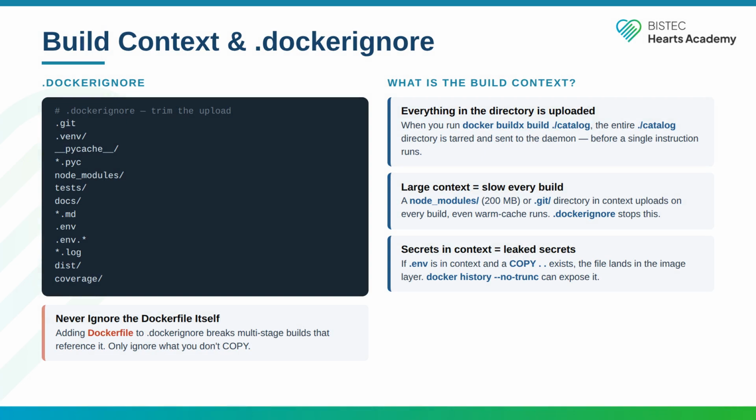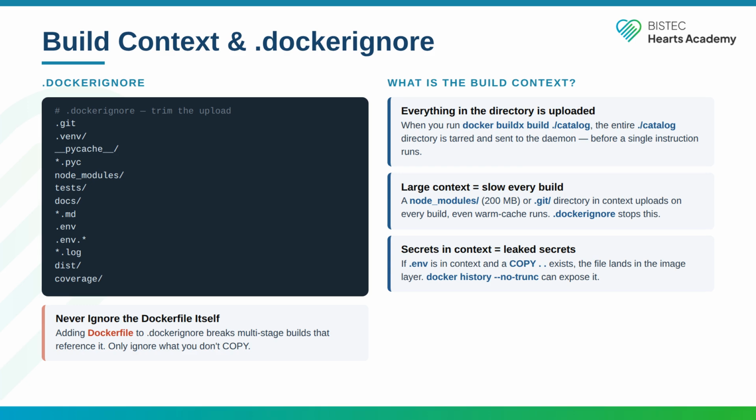When you run docker build on a directory, everything in that directory is tarred up and sent to the Docker daemon before a single instruction executes. This is called the build context. If the directory contains a node_modules folder with 200 megabytes of JavaScript, that 200 megabytes is uploaded on every build, even on warm cache runs. The .dockerignore file works exactly like .gitignore. Patterns in it are excluded from the build context.